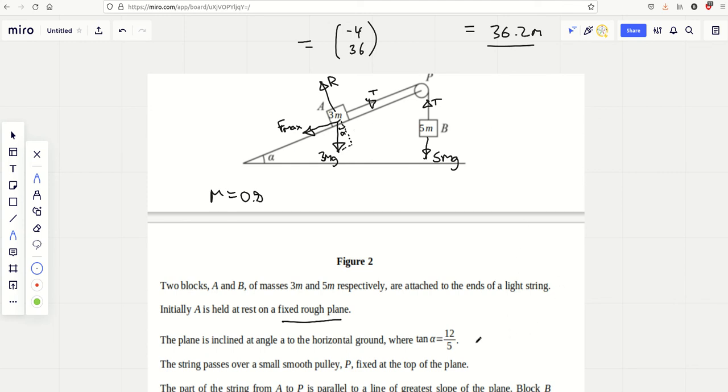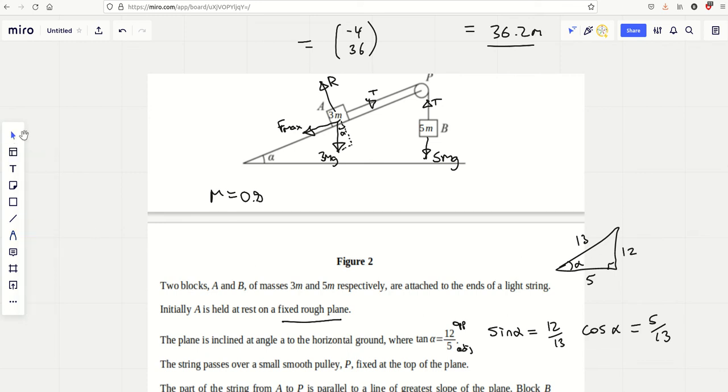Now, they told us tan alpha was 12/5. That's your opposite, and that's your adjacent. And this is a nice Pythagorean triple. So straight away you can say what sine alpha is, because sine alpha is going to be 12/13. Where am I getting that from? Well, if I was to draw a little triangle like this, with that as alpha, you've got opposite, adjacent. Use Pythagoras, you can find that as 13. Then you can see sine alpha is 12/13 and cos alpha is 5/13. Okay, beautiful. We're now in a good position once again. We're ready to start, essentially.